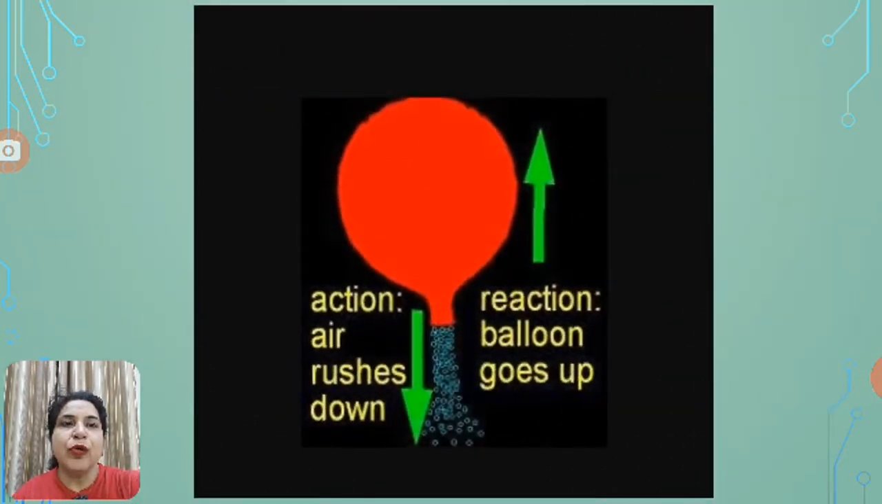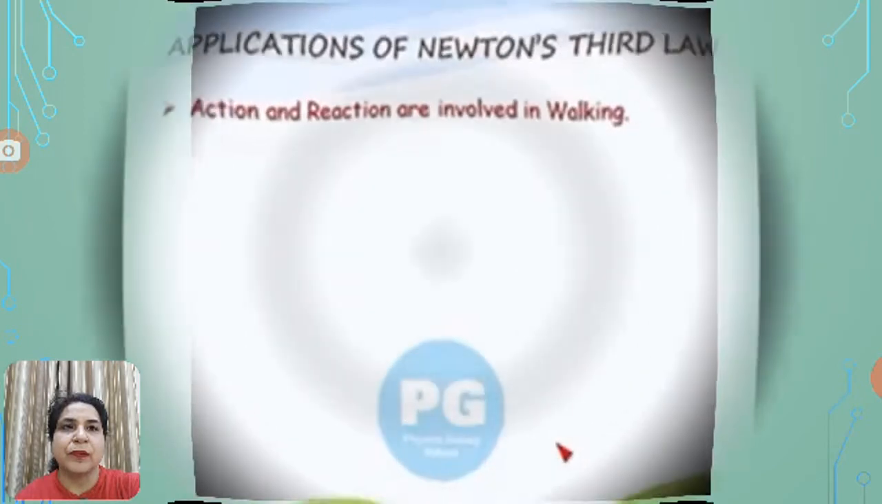Now, if you take a blown balloon and release it, the air rushes out downward while the balloon goes in the upward direction. So the air rushing downward is the action and the balloon going up is the reaction. Both are in opposite directions.